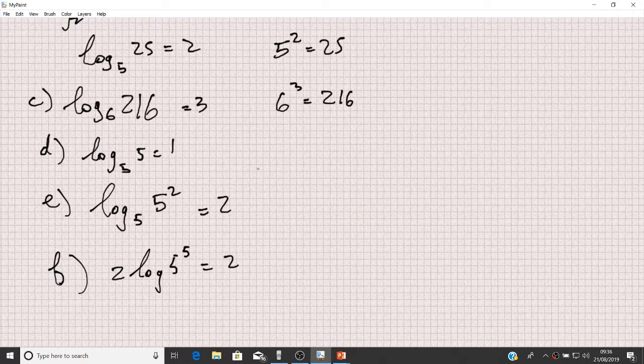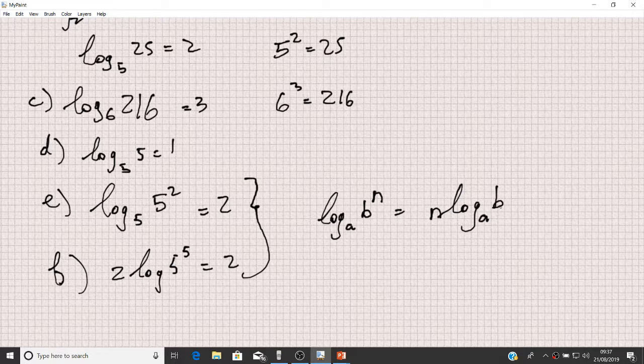2. So just looking at these two shows you one of the important rules of logs. If I have log base a of b raised to some power n, it's always equal to n times log base a of b. So that's just one of the important rules of logs.